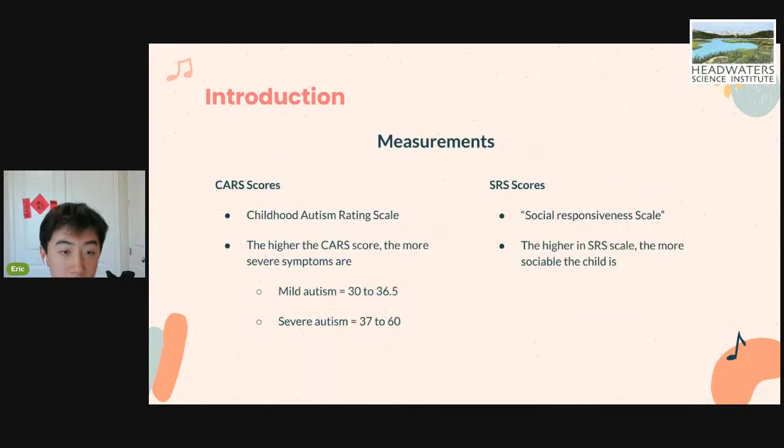And for the studies that we looked at, they used measurements of CARS scores and SRS scores, which are two ways to measure the symptoms of autism. CARS scores are an abbreviation for the Childhood Autism Rating Scale, and the higher the CARS score is, the more severe the autism symptoms are. So as you can see below, there are the ranges of scores, and if your score is lower than 30, you don't have diagnosed autism.